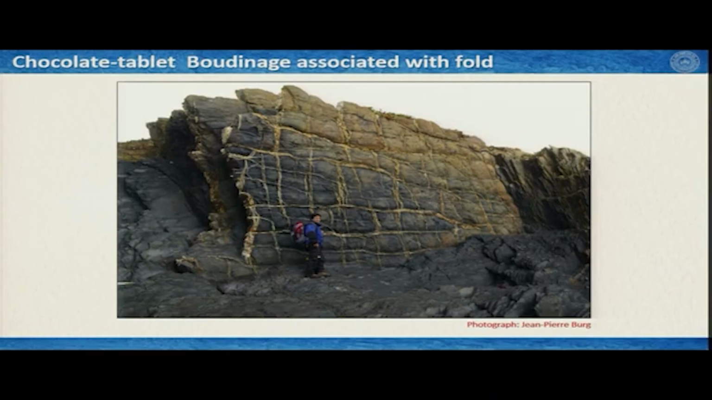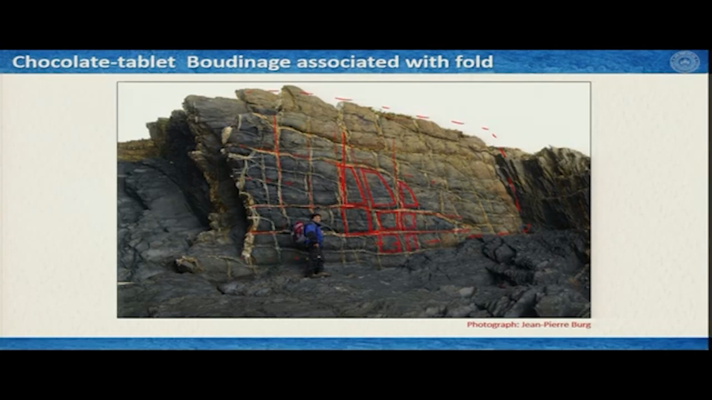Now, what do you see here? This is the form surface of a fold, this surface, and you see that it is characterized by one set of fractures and then another set of fractures like this, almost orthogonal to that. Therefore, it produced the chocolate tablet Boudinage.